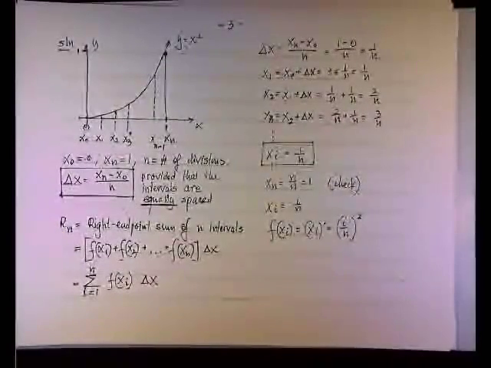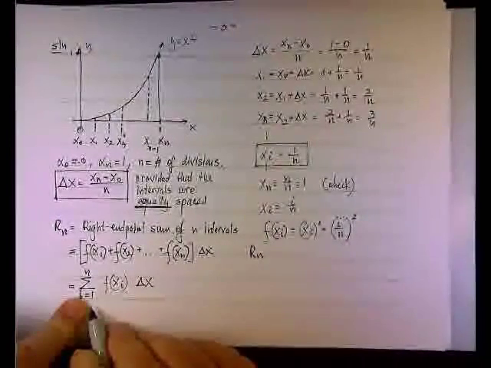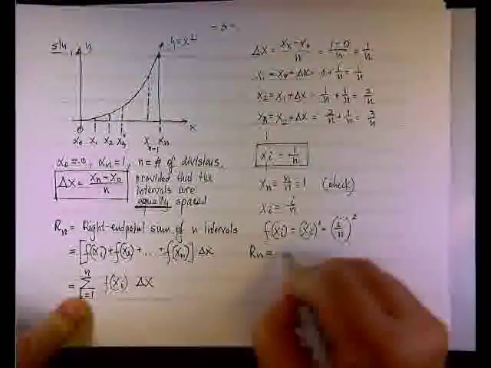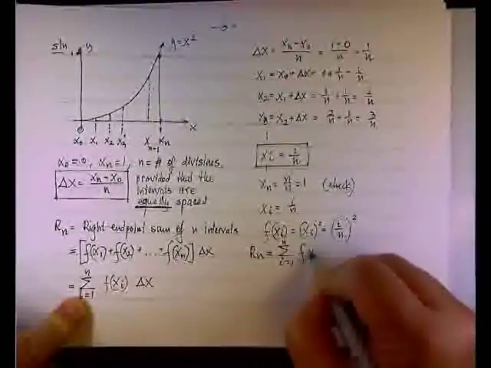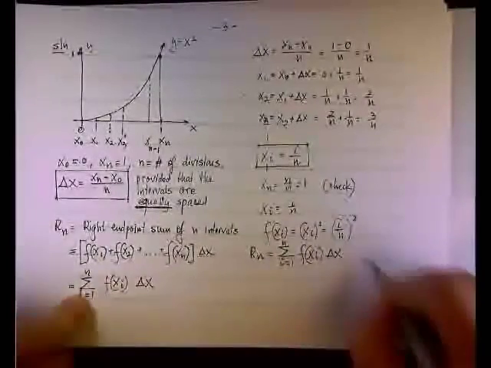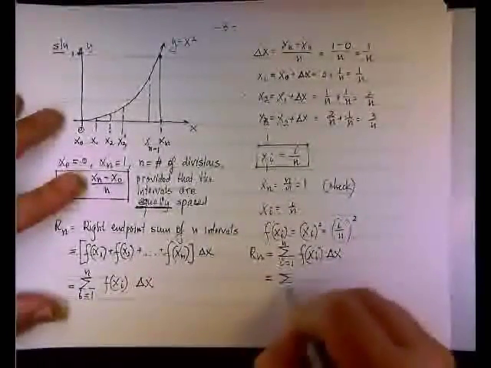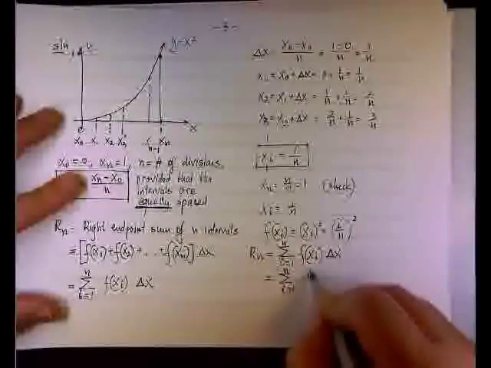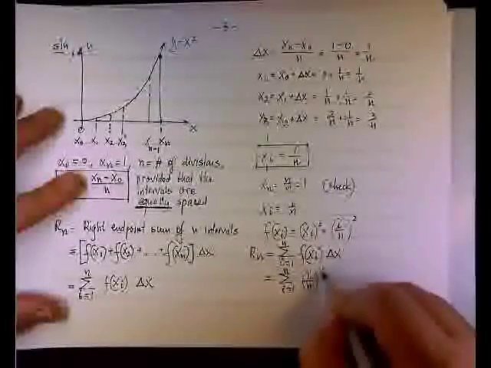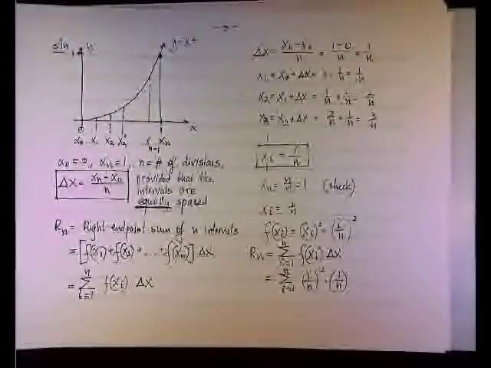So, what is R sub n, the sum? We left it right here with the sigma. It was the sigma, i starts at 1, goes to n, of f of x sub i times delta x. And now we're going to replace. So it will be the sigma from 1 to n. Instead of f of x sub i, we're going to write i over n squared, and instead of delta x, we have 1 over n, like so. And this is what we need to deal with.